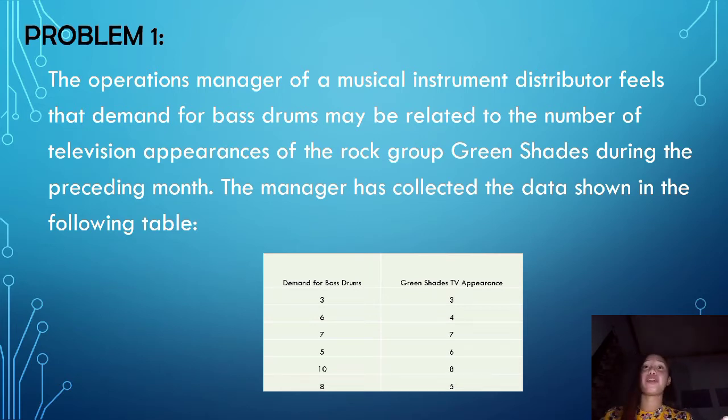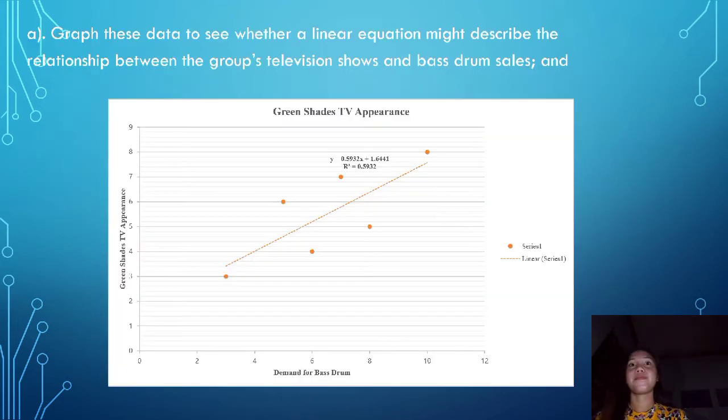First, we need to determine what are the x and y variables. So the x variable is the demand for bass drums and the y variable is the Green-Shades TV appearance. So to create a graph of linear regression, we determine the slope and y-intercept. Then highlight the x and y variables.